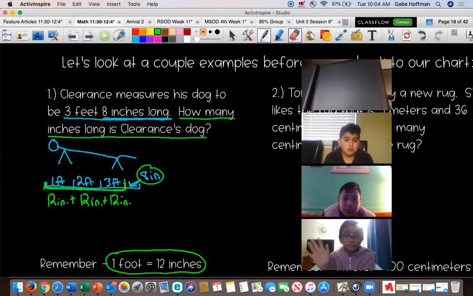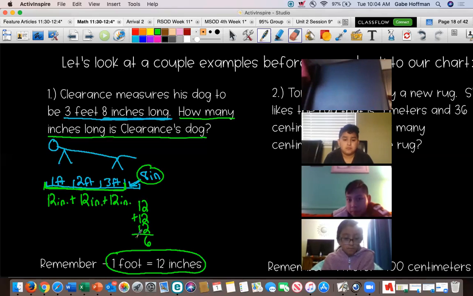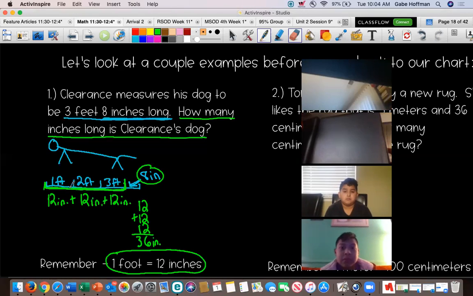Cynthia, what do I need to do? Add the 12s together. I'm going to add them all together. So we can start with the 12s. 12 plus 12 plus 12 inches. If I start with the ones place, 2, 4, 6. And then 1, 2, 3. 3 tens. So I have 36 inches. That's just for my 3 feet, right? So that's 36 inches. What else do I still need to do?